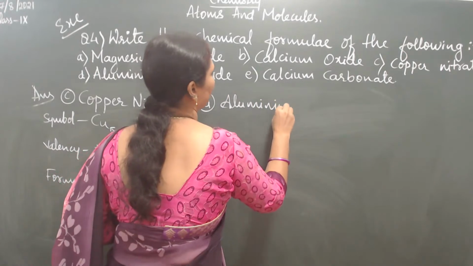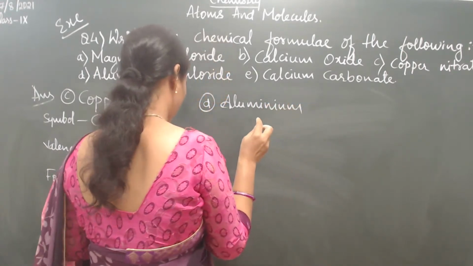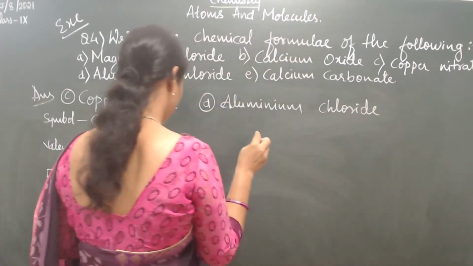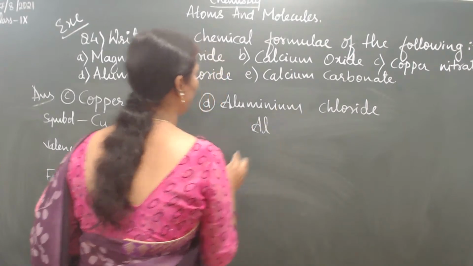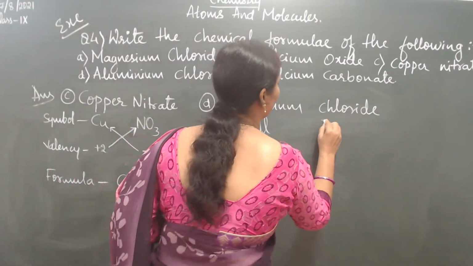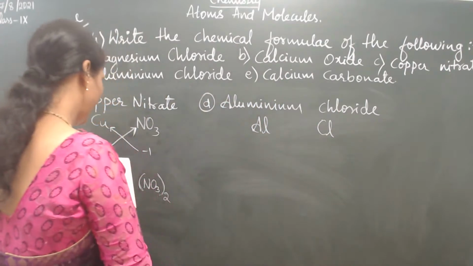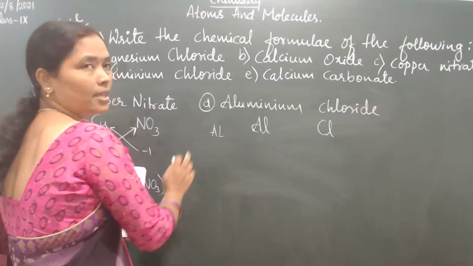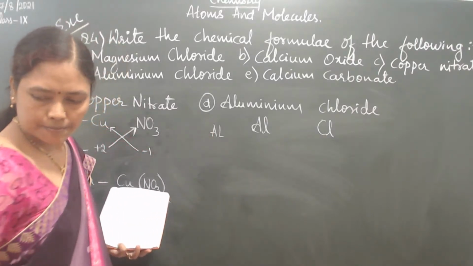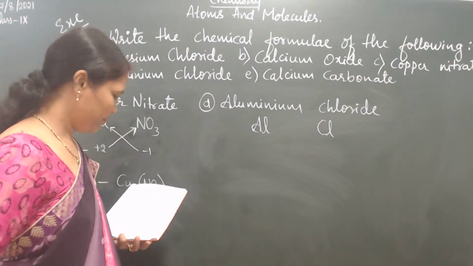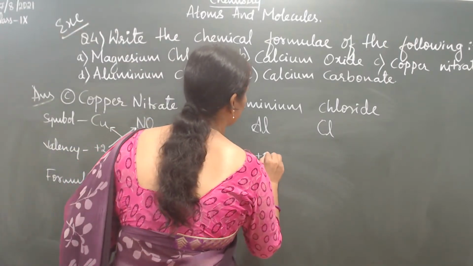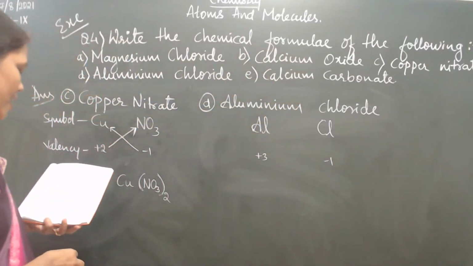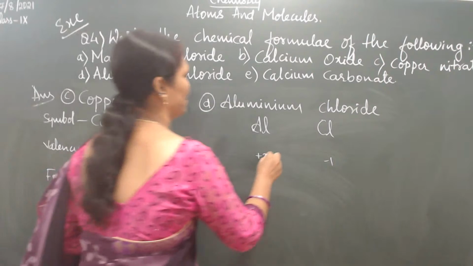aluminium chloride. Here the symbol is capital letter A and L. Okay, some of the students, again I am telling you, don't write both the letters in capital letters. Okay, and the charge here is +3 and here is -1.